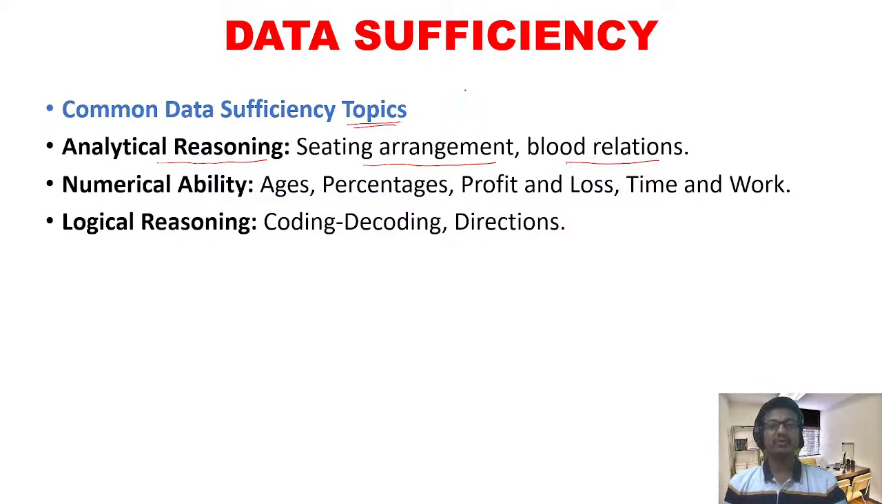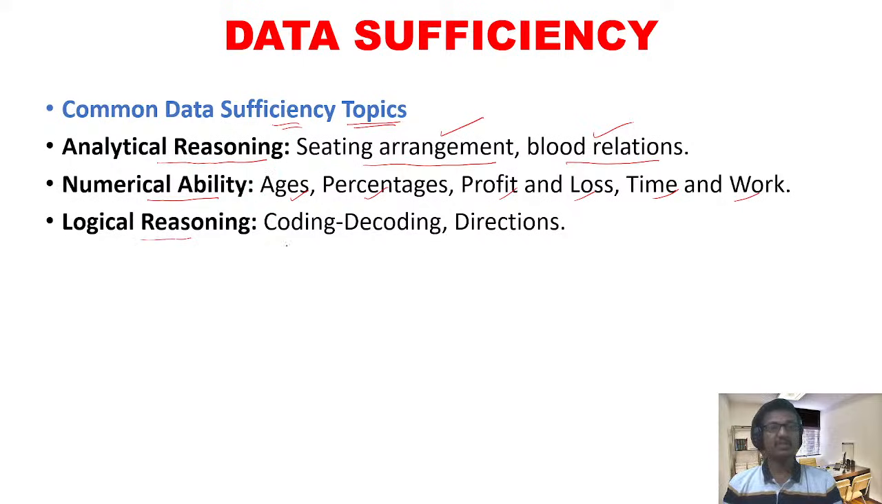That means before you come to data sufficiency, you should finish the seating arrangement chapter and the blood relations chapter, which is very important. Then in numerical ability, questions will be on ages, percentages, profit and loss, time and work. We have seen questions on time and work, ages also. Generally from these topics the questions will be asked in the data sufficiency section.